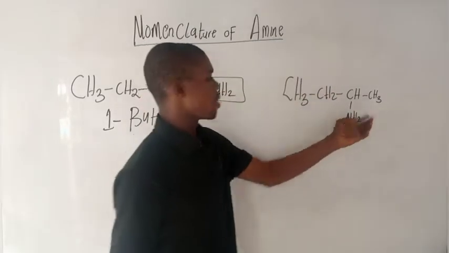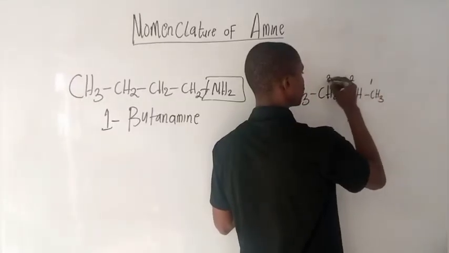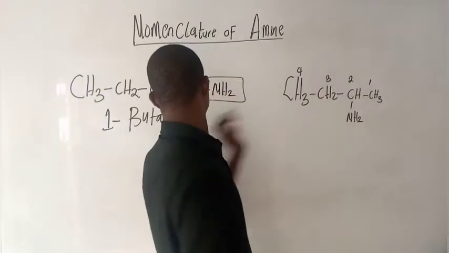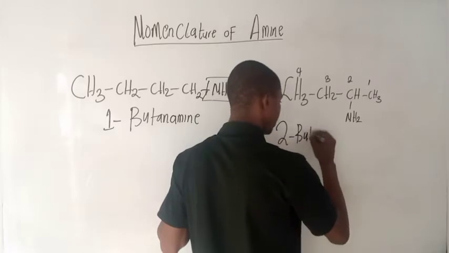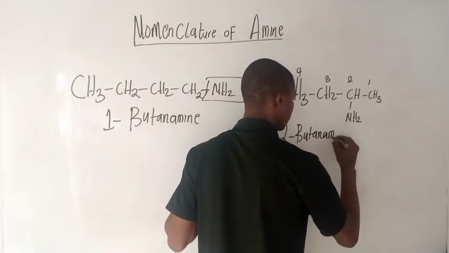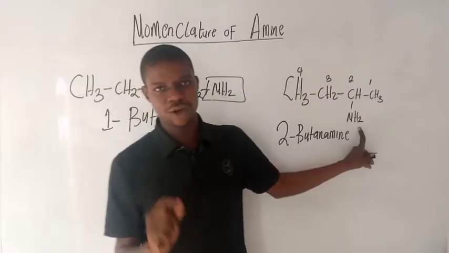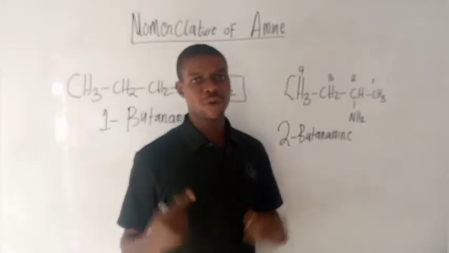So now look at this one here. The amine is on carbon number 2. Here we have 1, 2, 3, 4. You get that it's carbon number 2, so you name it 2-butanamine. So you can see that the position of the functional group matters a lot. The carbon atom carrying the functional group must have the lowest possible number.